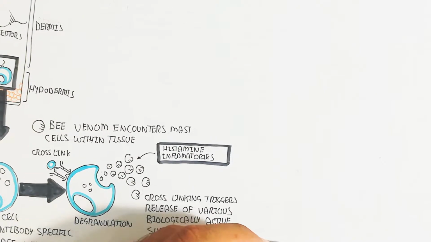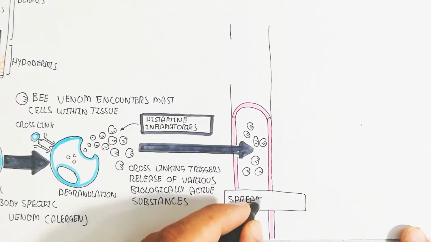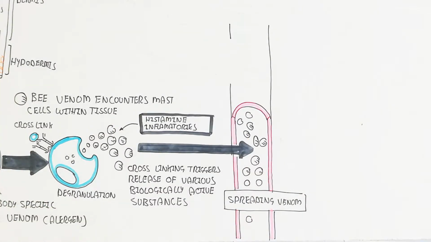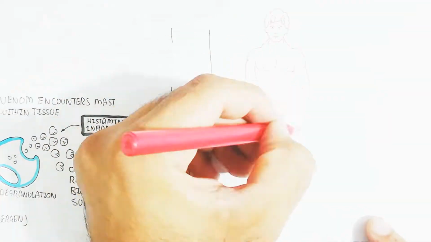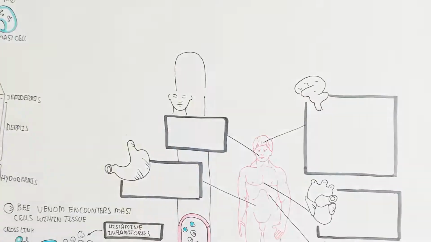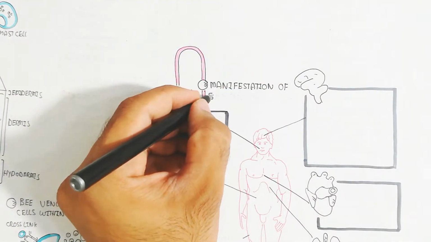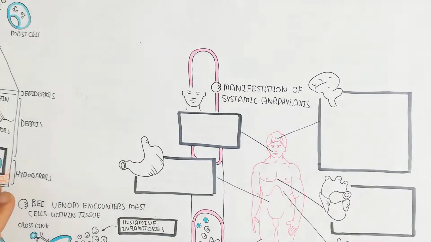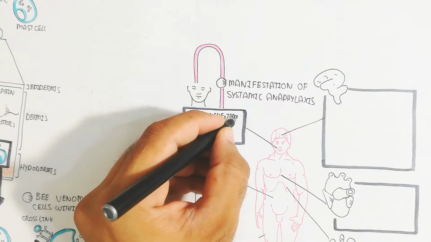So remember, on the other hand, this histamine is present in the blood circulatory system when the venom spreads. The spreading of venom will increase histamine production through more degranulation of mast cells. In this way, it will target different organs. For example, let's understand the manifestation of systemic anaphylaxis. Anaphylaxis means an allergic reaction which can be lethal.